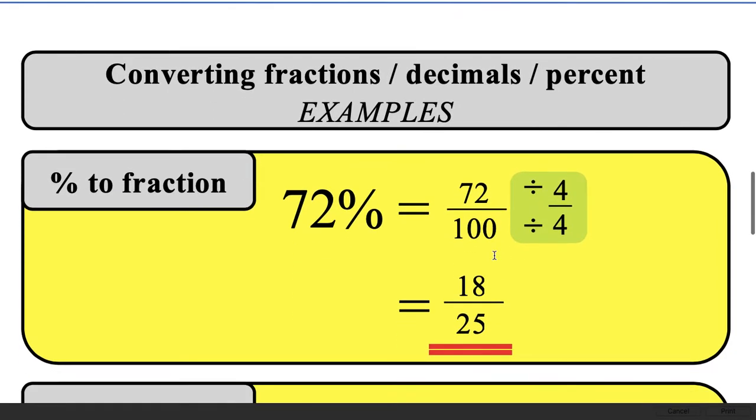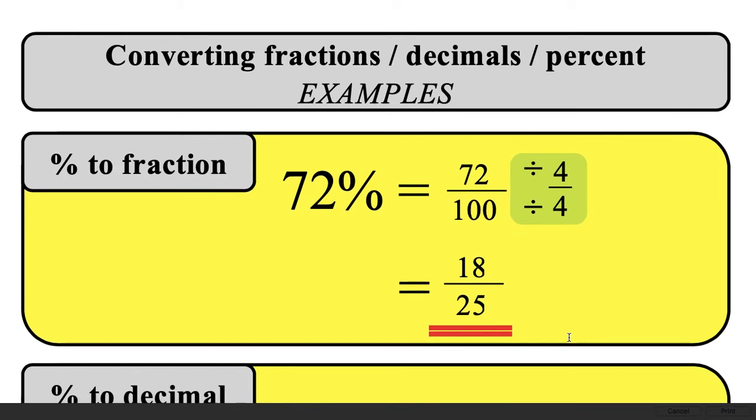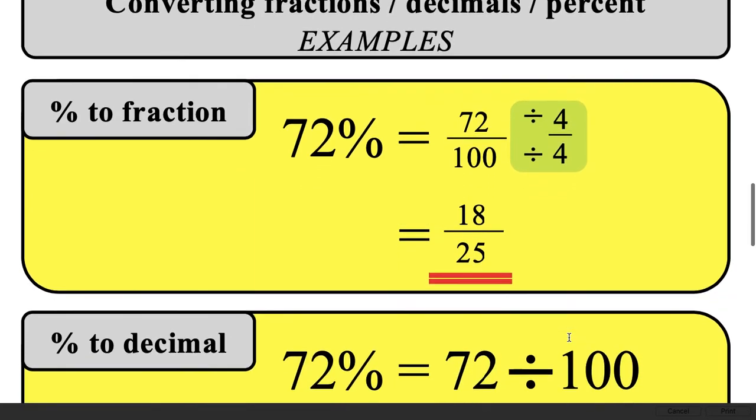Okay, so some examples here. Percentage to fraction. 72%. Well, 72% means 72 hundredths. And there's a common factor there of 4. So you can divide by 4/4, which is the same as just dividing by 1, and reduce that to 18 25ths. So the highest common factor of 72 and 100 is 4. So that's why you divide it by 4/4. We'll do more about highest common factors and how to find them in MYP2.